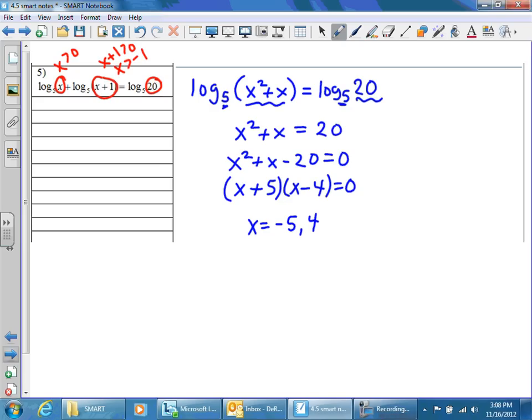So let's go and see if these guys meet our conditions. Negative 5, well, it fails the first one automatically, so I can cross it off. What about 4? Is 4 greater than 0? Yep. Is 4 greater than negative 1? It is. So my answer is 4.